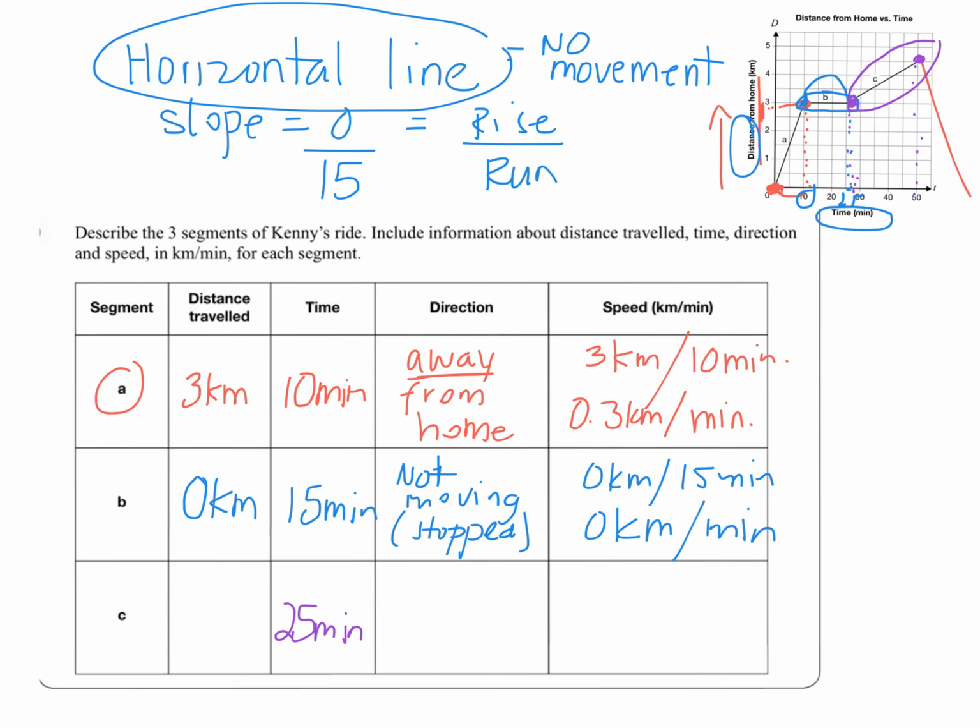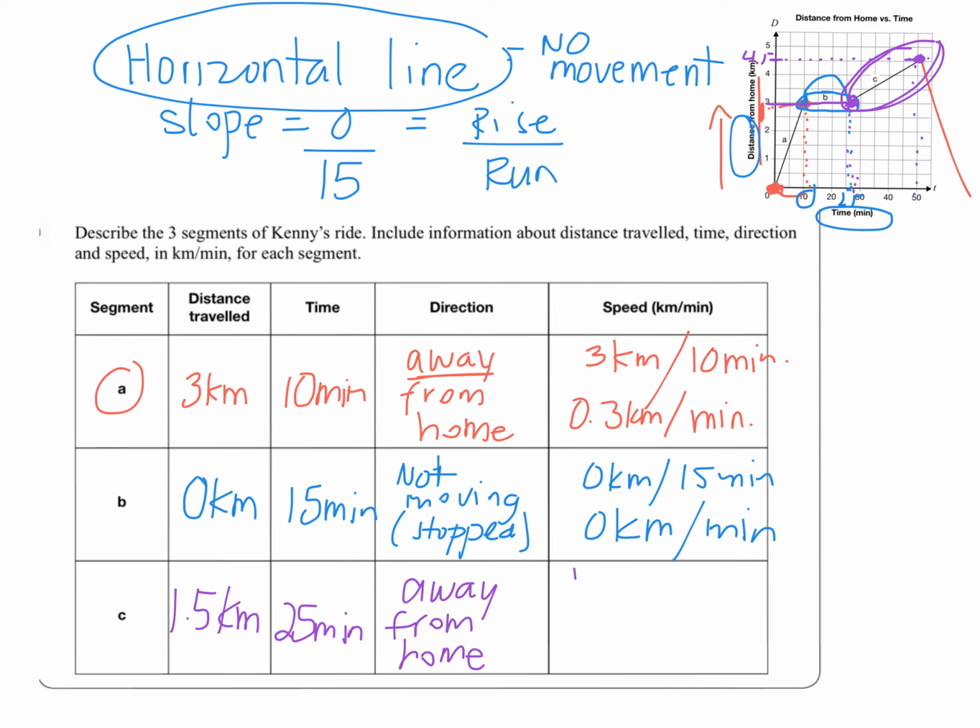So from this point, he was 3 kilometers away from home. And where he ended, he was how many kilometers away from home? The ending point of that segment was at 4.5. He started at the 3 kilometer mark and he ended at the 4.5 kilometer mark. So how far did he travel in this segment? What's the distance that increased? 1.5 kilometers, good. And what is his direction? Is he going back towards home or is he still traveling away from home? Good, he's still traveling away from home.